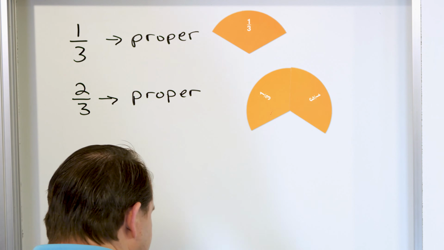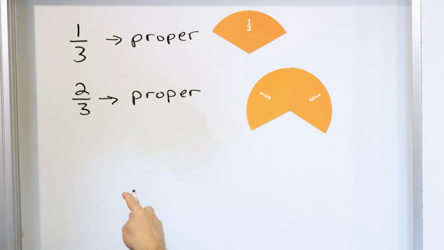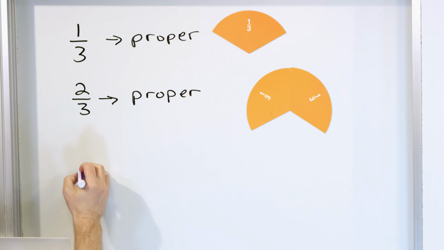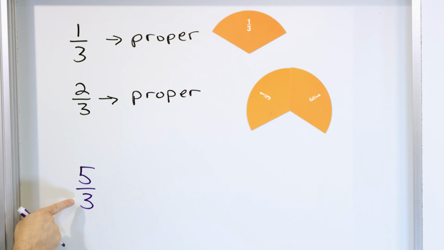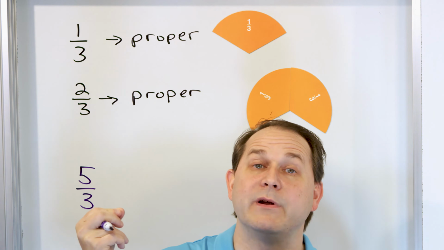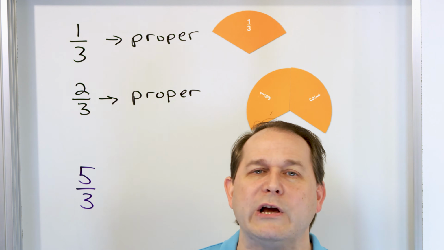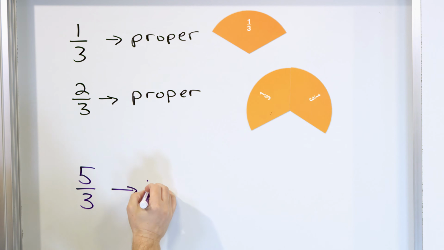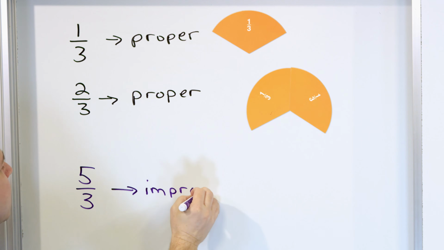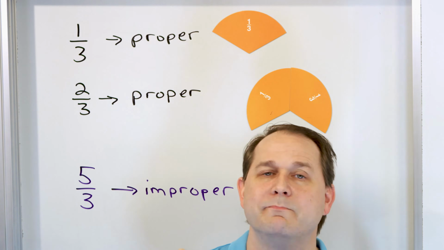Now let's take a look at our first improper fraction. And the improper fraction we're going to use is going to be 5/3. Now notice the difference between this and the other ones. The top number is actually larger than the bottom. So any fraction where you have the top number larger than the bottom number, we call it an improper fraction. So this one is called improper.